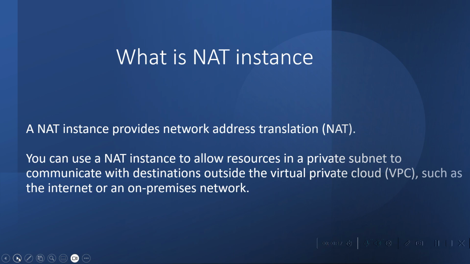A NAT Instance provides network address translation. You can use the NAT Instance when you want your resources which are residing in a private subnet to communicate with destinations outside your virtual private cloud, such as the internet or some resources on the on-premises network. This is frequently required when you have an EC2 machine in your private subnet and you want to download patches from the internet, or you want to communicate from the private EC2 instance with the outside world or any third-party software. So you can take the help of NAT Instance.